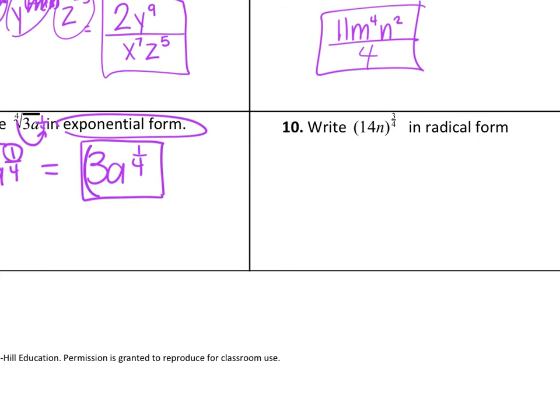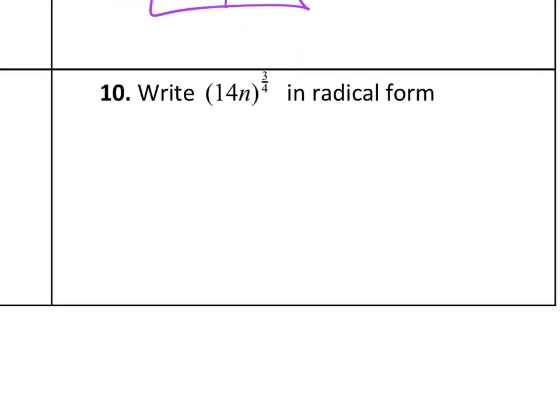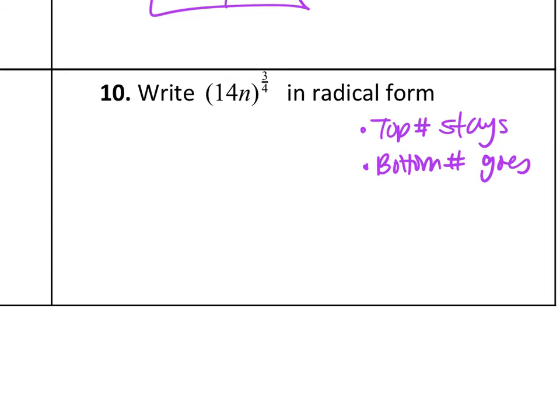All right, number 10, we're going to do the opposite. So we're going to put it in radical form. So the top number stays within, and the bottom number goes, and by goes, I mean goes outside the radical. So I'm going to add my radical. 14n is in there. The 3 stays, and the 4 goes out here.